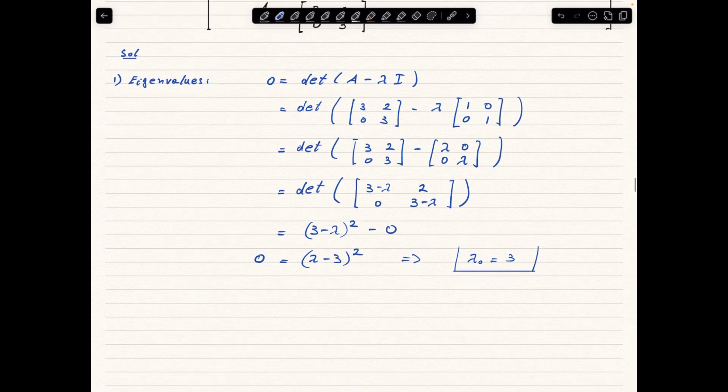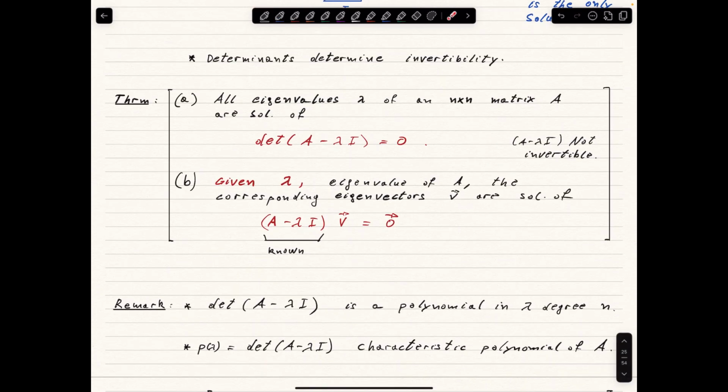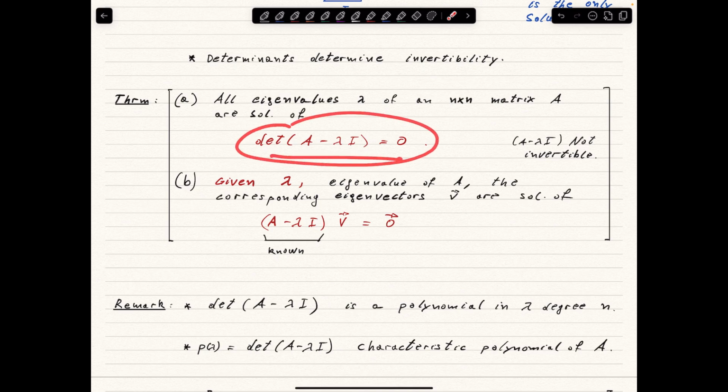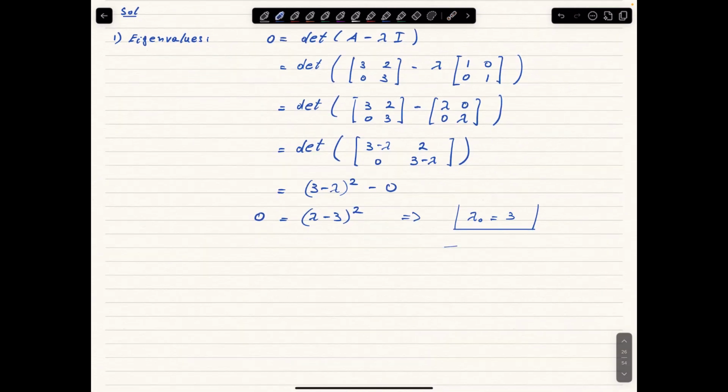Okay, and what do we do now? Well, let's go back to the theorem. This part of the theorem, we solve this equation and we obtain one eigenvalue, lambda 0. So now, with that eigenvalue, we put it here and we solve for v. This is the eigenvalue-eigenvector equation. So now, we go to the eigenvector part. So 2, eigenvector.